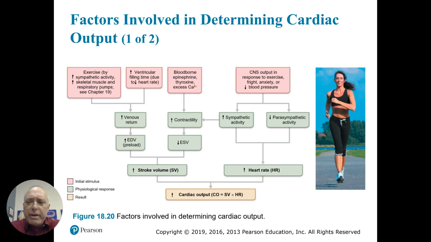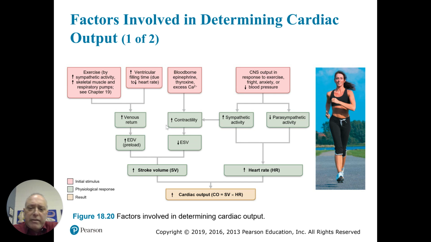Okay, factors determining cardiac output. So cardiac output is the stroke volume, or the volume held within the heart during diastole, times your heart rate. So the number of times your heart is going to contract. That's cardiac output. Now, stroke volume is a combination of your preload, so the end diastolic volume, as well as what's left in the systolic.